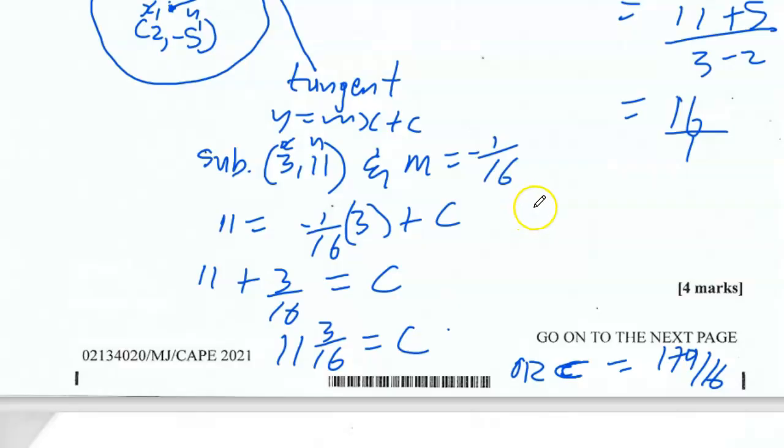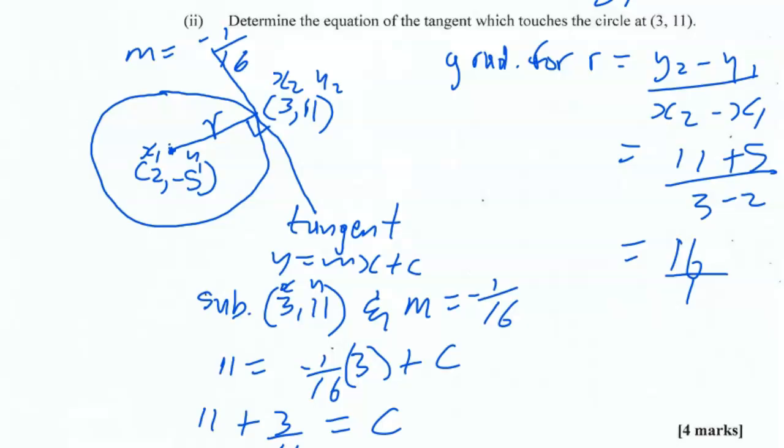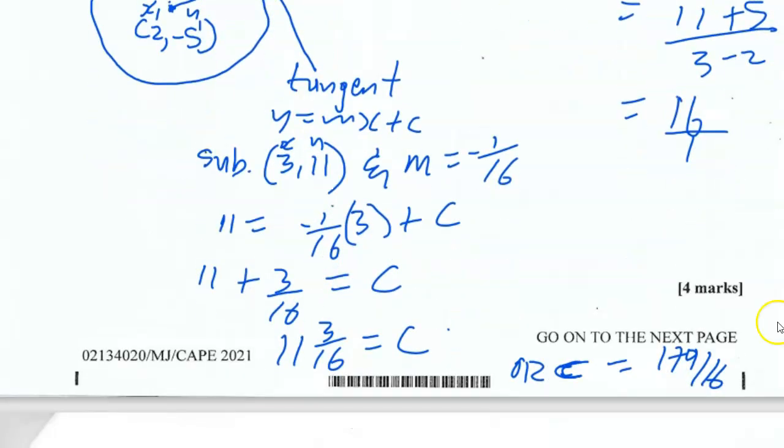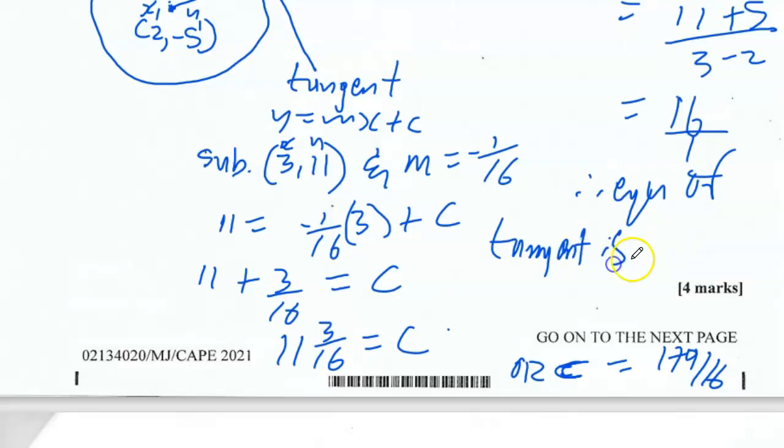Therefore the equation of the tangent is, of course, y equal mx plus c. So y equals, the m is minus 1 over 16, times x plus c, which is 11 and 3 over 16, or 179 over 16 if we are using the improper fraction.